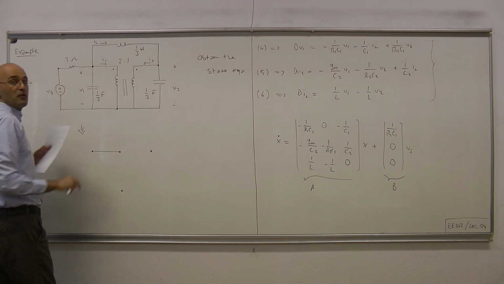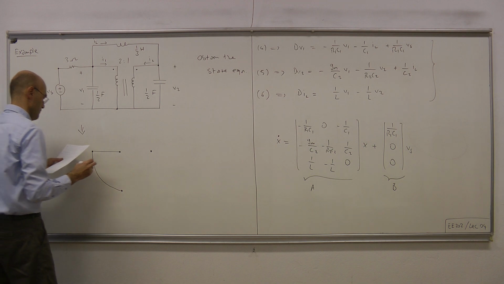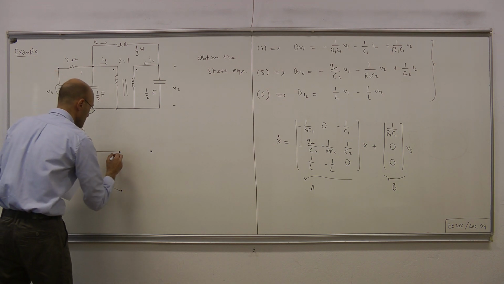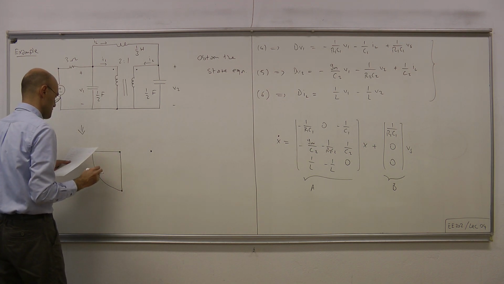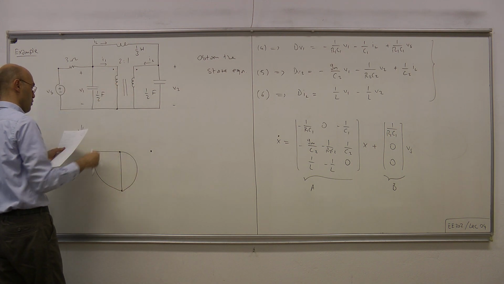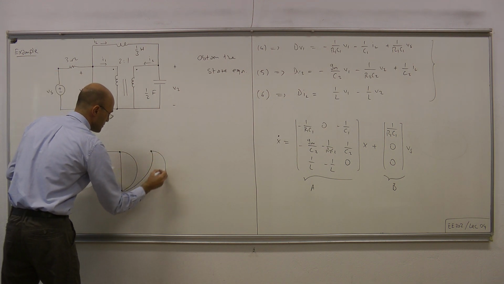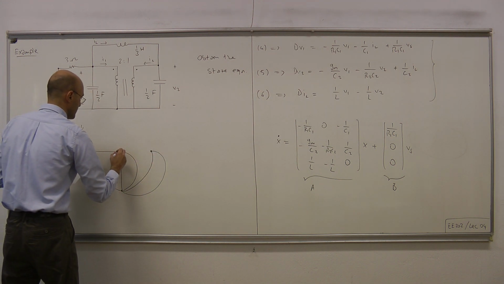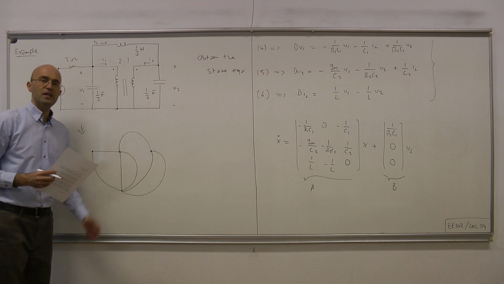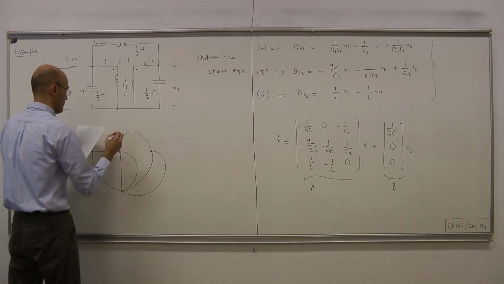So this is the 3 ohm resistor. This is the independent voltage source. Let this be the first capacitor. Let this be the first coil. Let this be the second coil. Let this be the second capacitor. And finally, let this edge be the inductor. Okay, so let's give them directions.